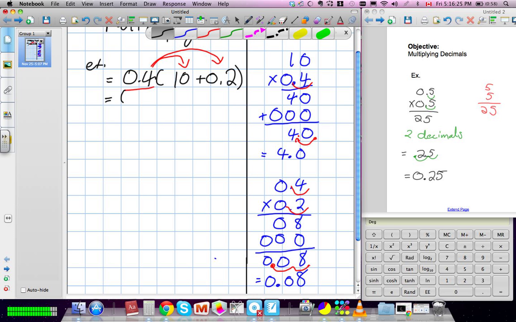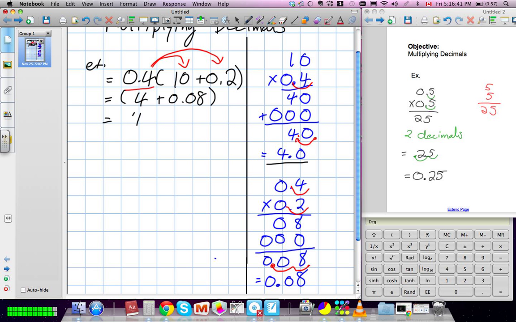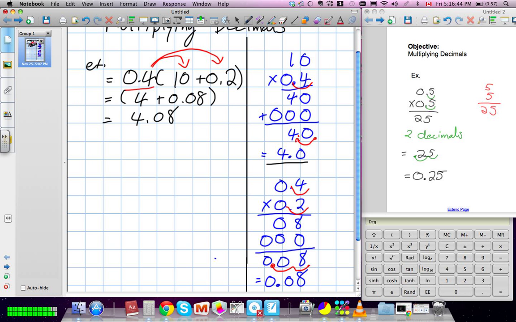So our 2 new numbers inside the brackets are going to be, when we did 0.4 times 10, we got 4. That was this number. 0.4 times 0.2 was 0.08. That's why we don't use the calculator. And then when we add this, we get 4.08. Does that make sense?